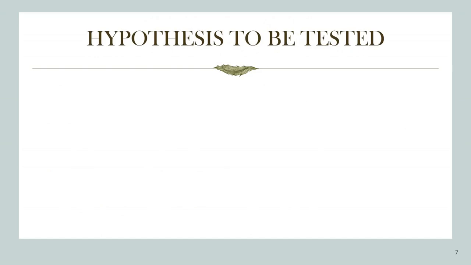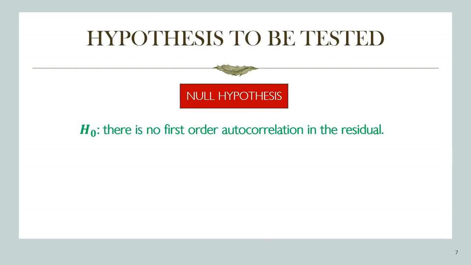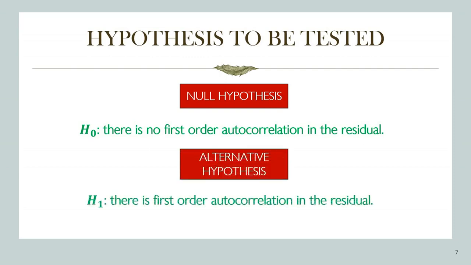Hypothesis to be tested in autocorrelation. The null hypothesis is that there is no first order autocorrelation in the residual, and the alternative hypothesis is that there is first order autocorrelation in the residual.